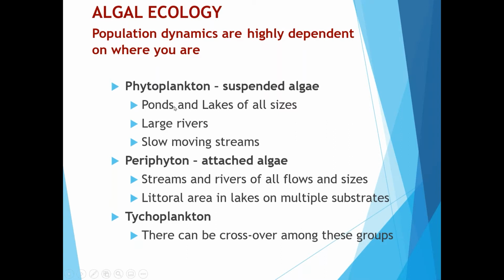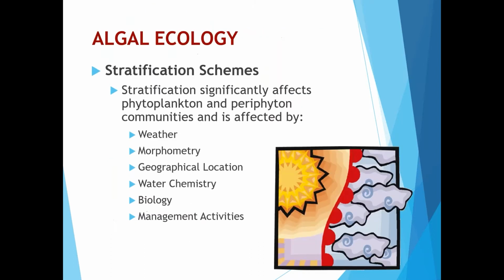So phytoplankton or suspended algae, you can see blue-green blooms, cyanophyte blooms in large rivers. It happens a lot in Minnesota, actually. You can see them in slow-moving streams. Periphyton are important not only just in streams, but also in the littoral area of lakes. And we don't do a good job with periphyton. We don't do a good job with littoral algae in general.